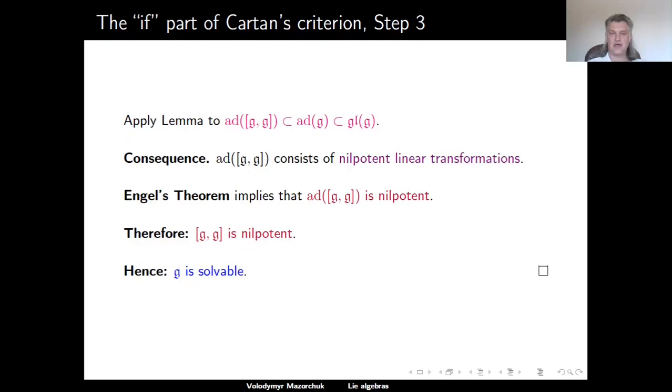But this implies that the algebra G is solvable. Under our assumptions, an algebra is solvable if and only if the derived algebra is nilpotent. So this implies that G is solvable and completes the proof of Cartan's criterion.